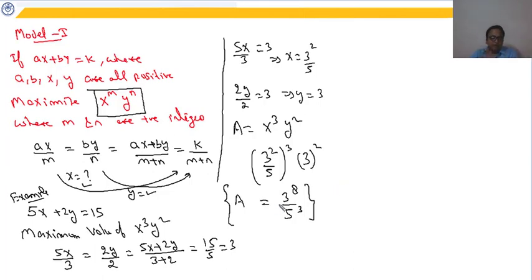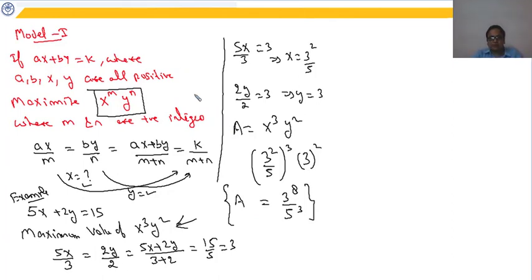Now this is one way to understand this model. What we have done, we divide 5x by power of x and 2y by power of y, and then we add the numerators, we add the denominators, and we get the right hand side value as 3. So we equate first and last part, get the value of x, second and last part, get the value of y, and put in the required expression which you have to maximize. This is one way to understand this.